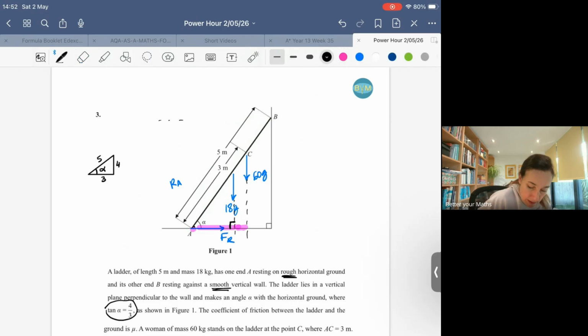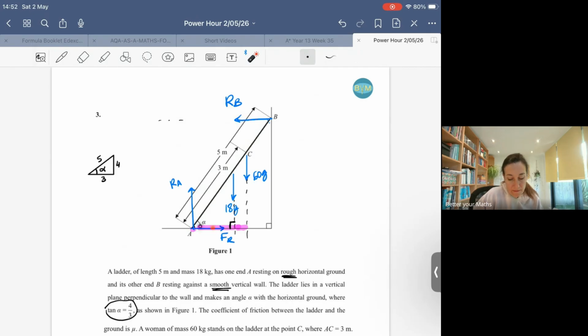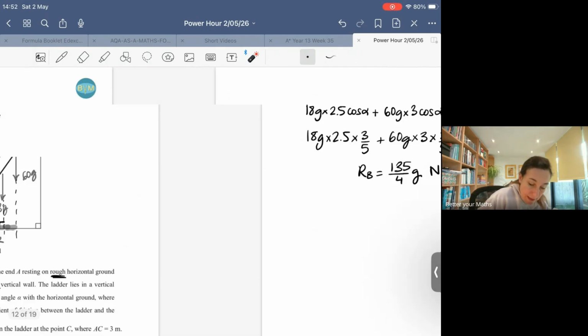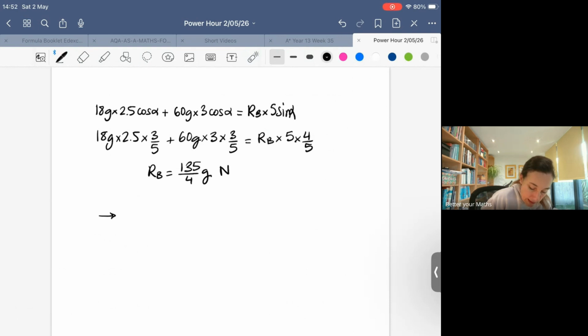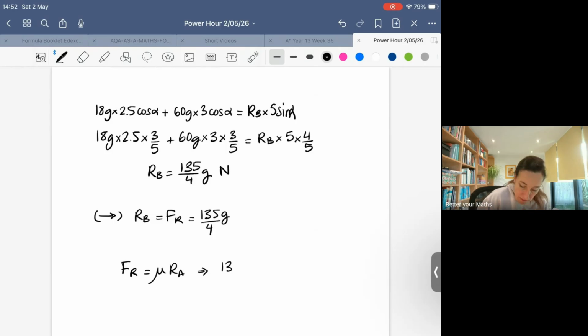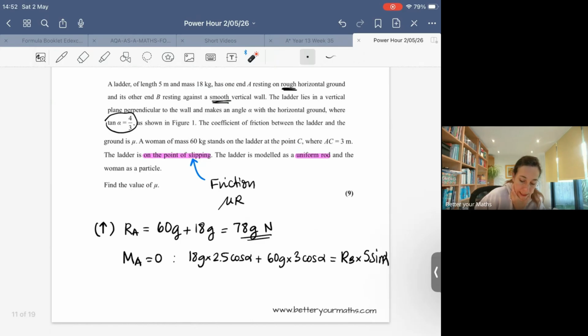So please remember that we are writing that RB is the friction. That's what we are doing. If we still have to resolve horizontally and say that RB is the friction, then the friction is 135g over 4. And when we say that the friction is mu times normal reaction, we have the friction, 135g over 4, is mu times the normal reaction that we saw is 78g.